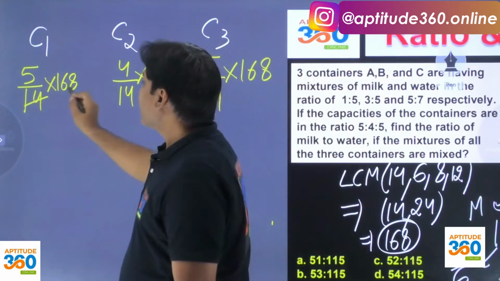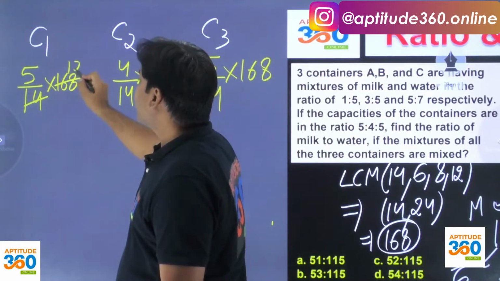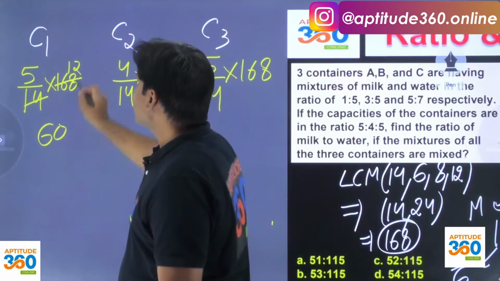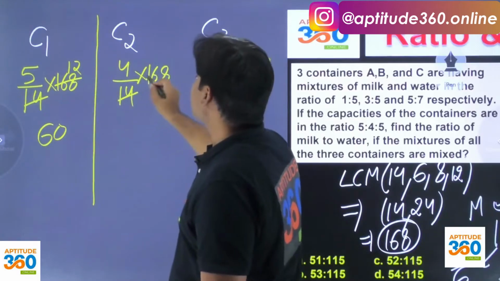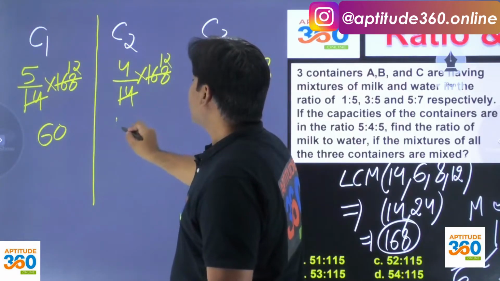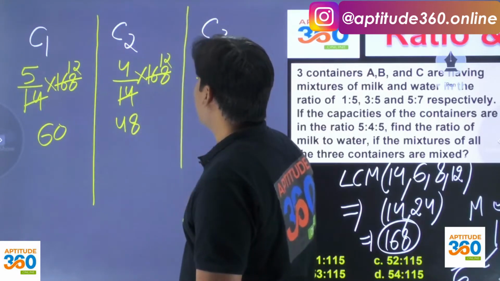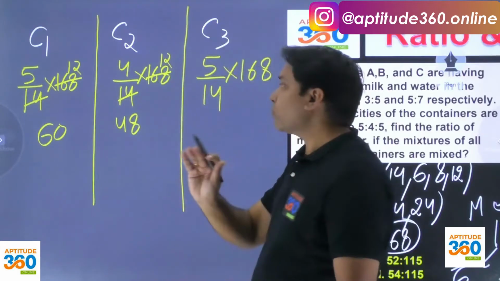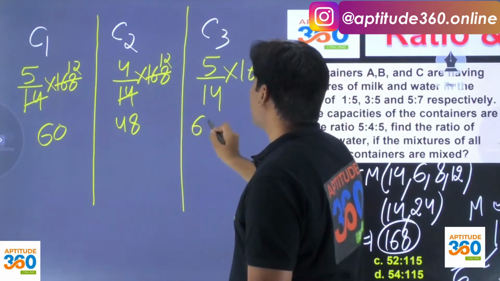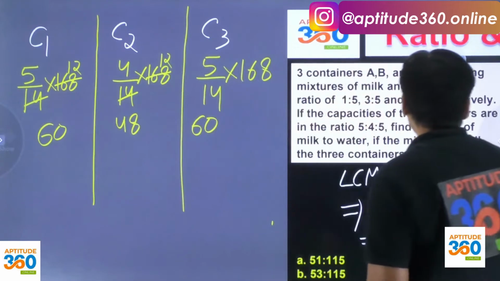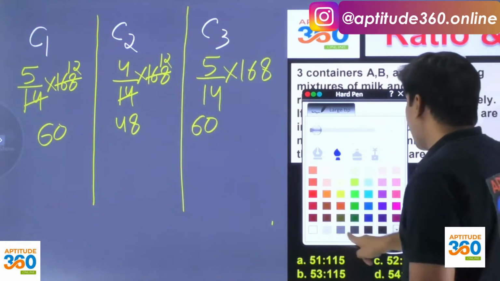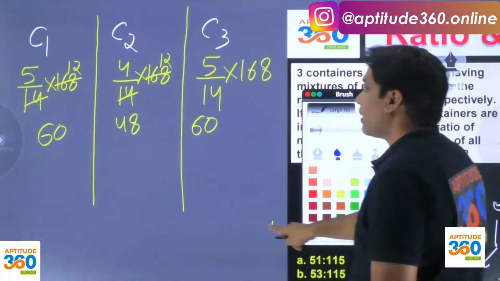And if that happens, this comes to 12. So how much is in container 1? 60 liters, whereas in container 2 we have got 48 liters of mixture of milk and water, whereas this one is also coming out as 60 liters. Our work is done.